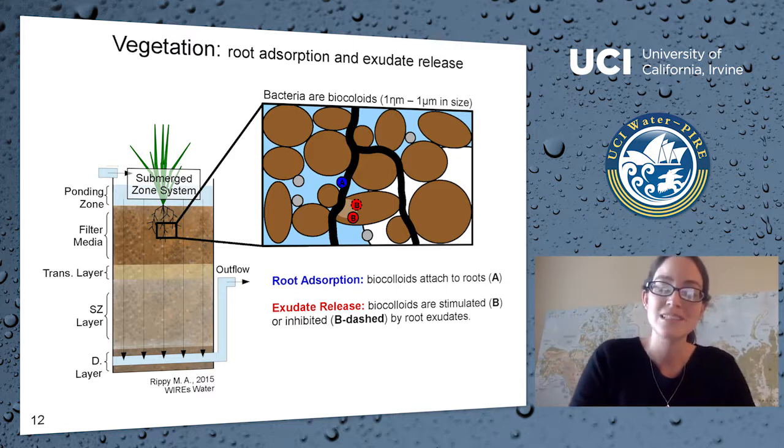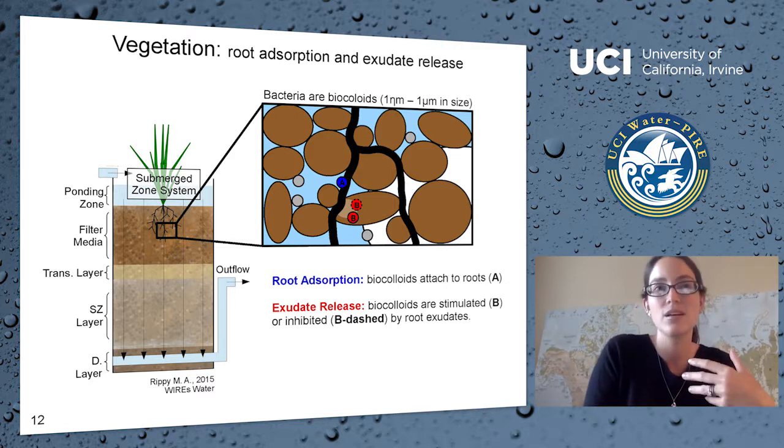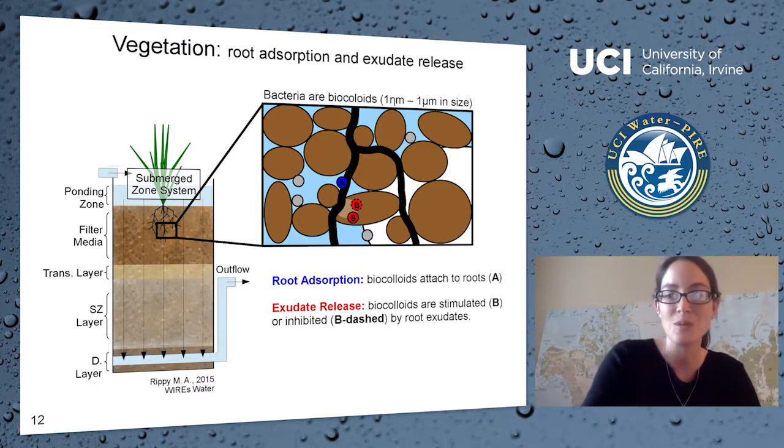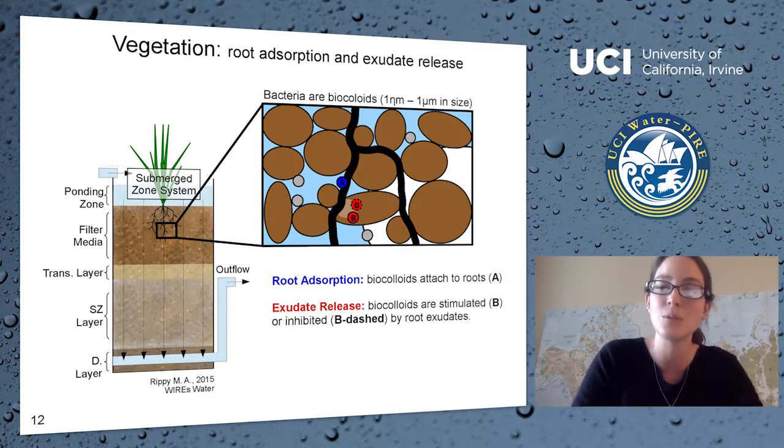And exudate release occurs because some of these roots are quite leaky. So they can release, in some cases, harmful compounds to bacteria, sort of antimicrobial compounds. But they can also release things like nutrients or other stimulatory compounds. And this is a process called priming. And we don't really know whether or not fecal indicator bacteria are going to be stimulated, so that would be particle B, or inhibited, or a dashed B particle by root exudates. And that's something that people are still looking at.